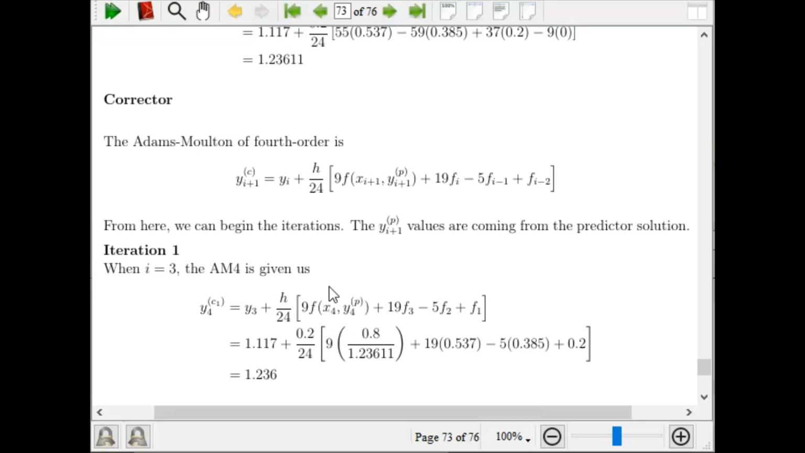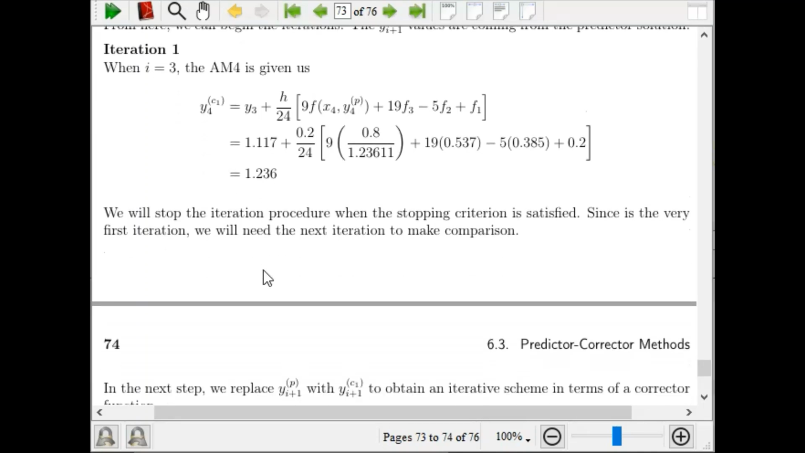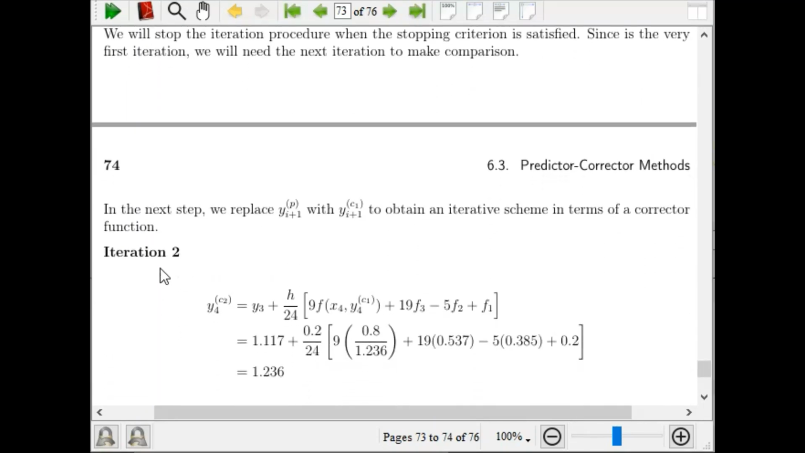So we compute the functional value, and we simplify to get the first iterative value. We are not stopping here. That is why you are seeing C plus 1. We may have to check the stopping criterion, and you have known in the previous lecture that usually we can't check the stopping criterion with the very first iteration. So we move on to the next iteration.